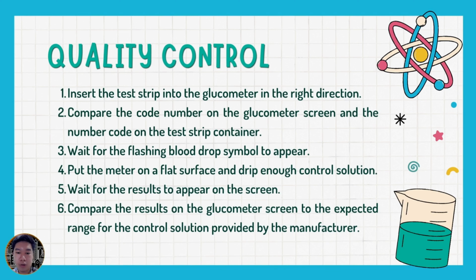Verify that the control solution is not expired or contaminated. Wait for the results to appear on the screen. Then compare the results on the glucometer screen to the expected range for the control solution provided by the manufacturer. If the results are outside the expected range, repeat the test using a new test strip and control solution. Contact the manufacturer or glucometer distributor for assistance if the results are still outside the expected range. That's all from me. Thank you. Next slide.